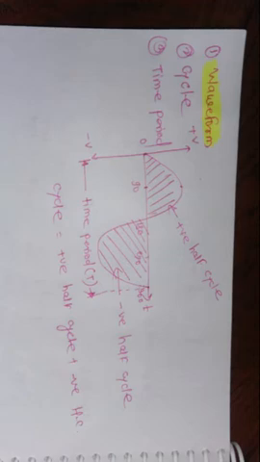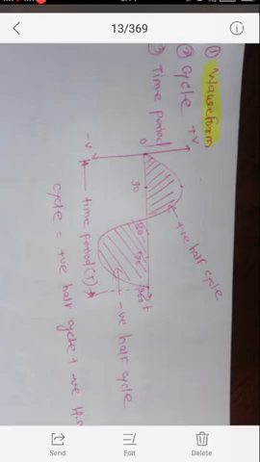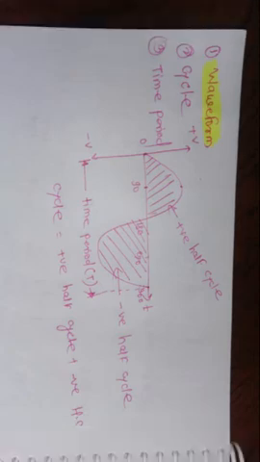Now we can calculate this time period by the formula T is equal to 1 upon F, and it is measured in seconds, where F is the frequency of the quantity.